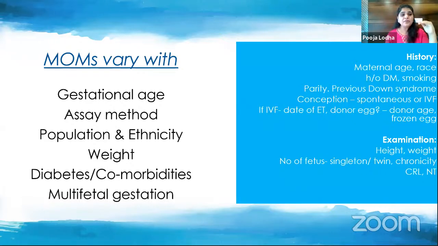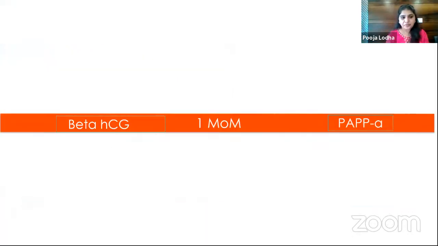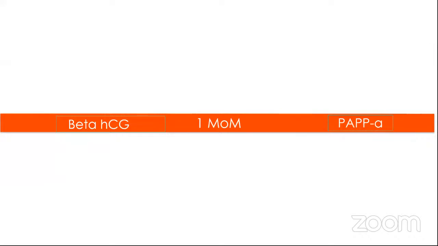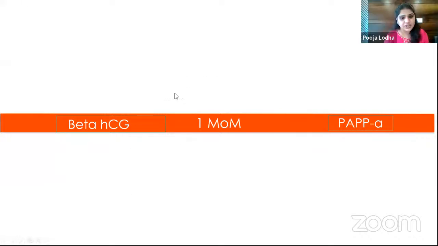Okay, a lab that does not ask you the ethnicity, a lab that does not ask you the weight or what type of twins it is, is not actually doing it the right way. And that's also why you need to fill the form properly when you're requesting a double marker, because the software that is going to calculate the risks is going to take all of this into consideration.